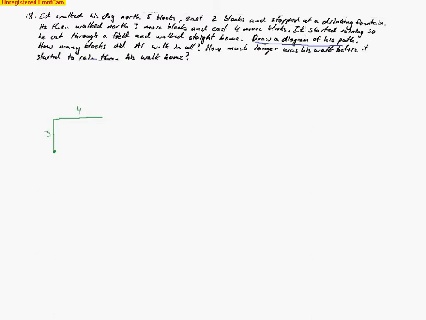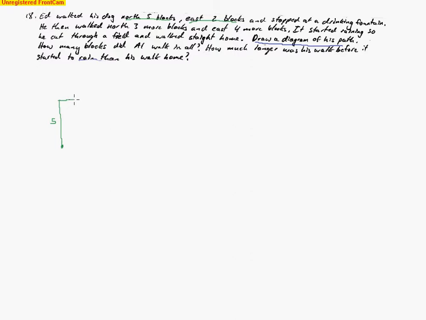Oh, I missed these other parts here. So let me go ahead and go back real quick. Getting ahead of myself, so we'll start again. And again, I didn't read this part. 5 blocks north, so let's go there. So there's my 5, and then 2 blocks east.